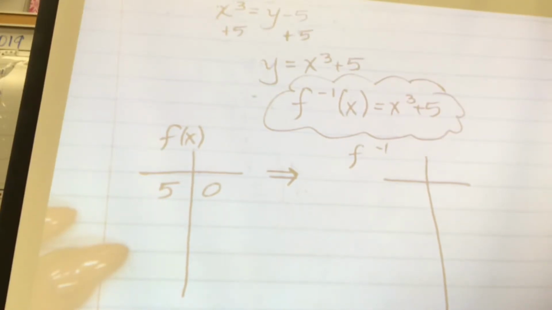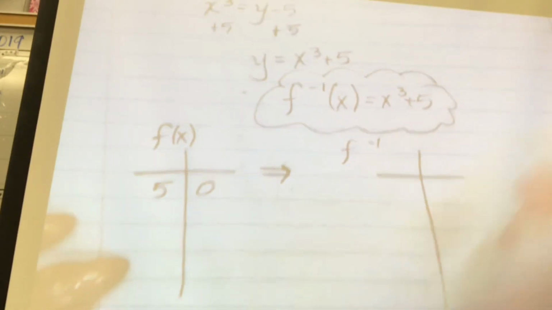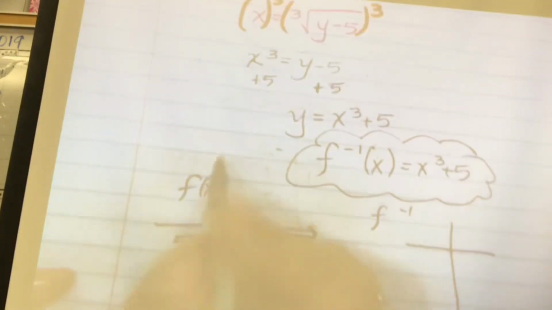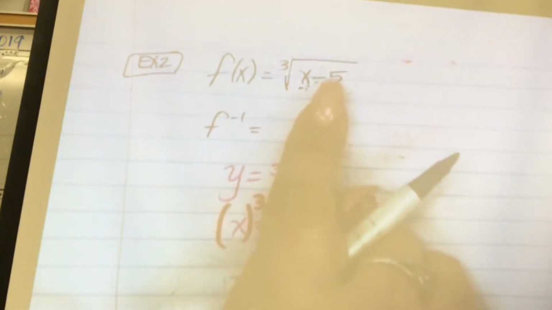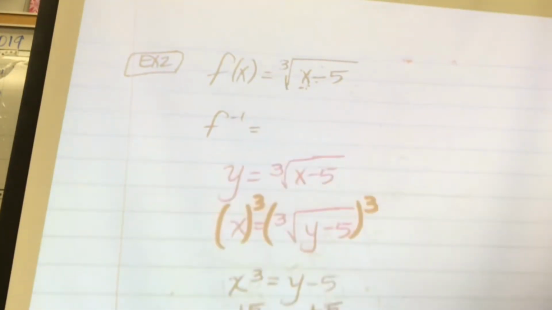What's another smart number? Do you guys know your cube roots? Like what's 1 cubed? 1, right? So what can I put in here to make this say 1? Because the cube root of 1 is easy. 6. So if I plug in 6, 6 minus 5 is 1. Cube root of 1 is 1.